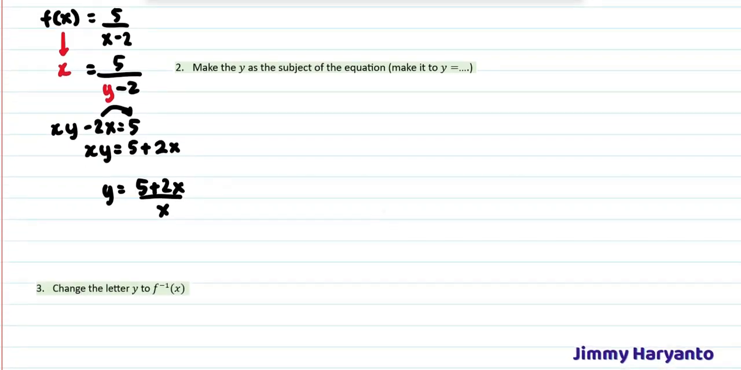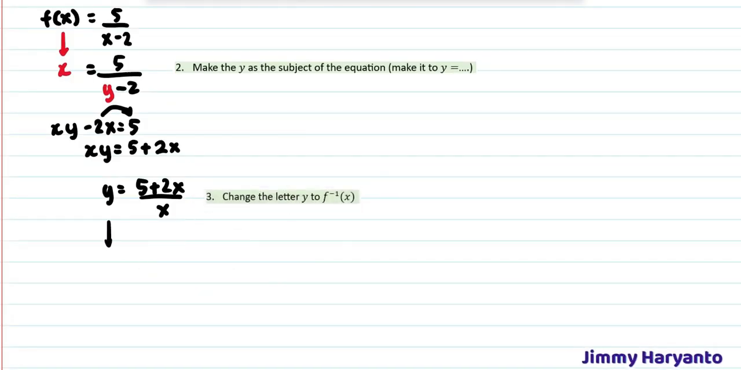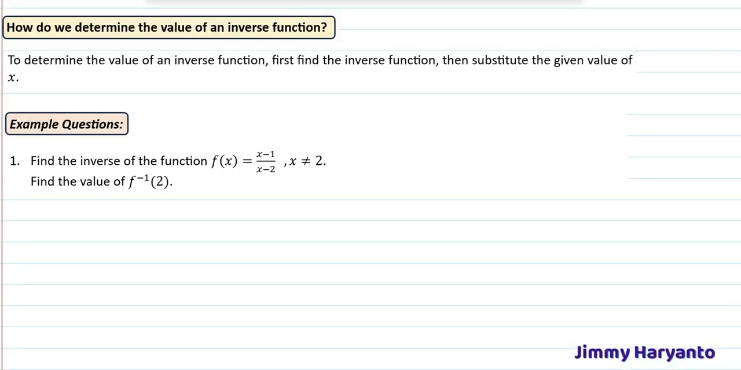And then what is the third step? The third step is to change the letter of y into f inverse. So the next step will be change this one into f inverse equals to 5 plus 2x over x. So this is how you find the inverse of a function using algebra. And then how do you determine the value of an inverse function? To determine the values of an inverse function, just find the inverse and then substitute the given values.